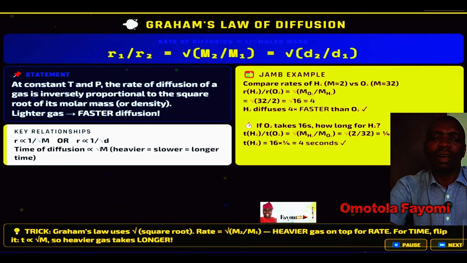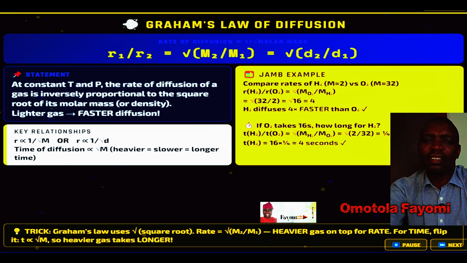Now, JAMB loves asking about time instead of rate. More time means lower diffusion. The time formula: T1 over T2 equals the square root of M1 over M2. Now the lighter mass goes on top. If oxygen takes 16 seconds, hydrogen takes 16 times the square root of 2 over 32. That is 16 times 1/4, giving 4 seconds. Check. 4 times as fast means it takes 1/4 the time. 16 divided by 4 equals 4 seconds.